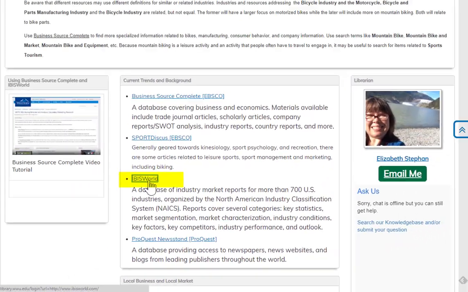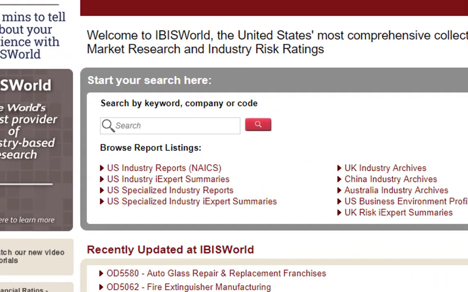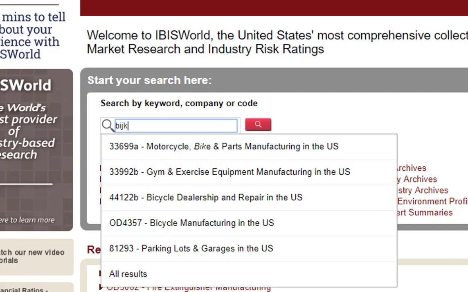IBISworld is our main industry database. Their industry reports are industry market research reports. You can search IBISworld by company name. If you're working on a fairly large or well-known company, it can be useful to search directly for that company. Because we're looking for a local company and a smaller company, I'm going to stick with a very basic search, and I am actually just going to search for bike.